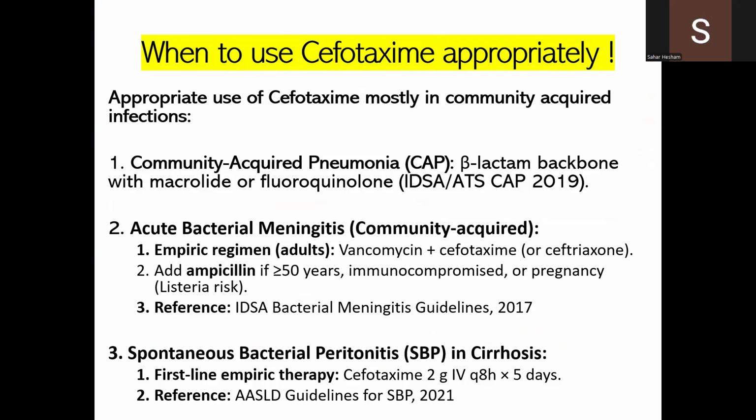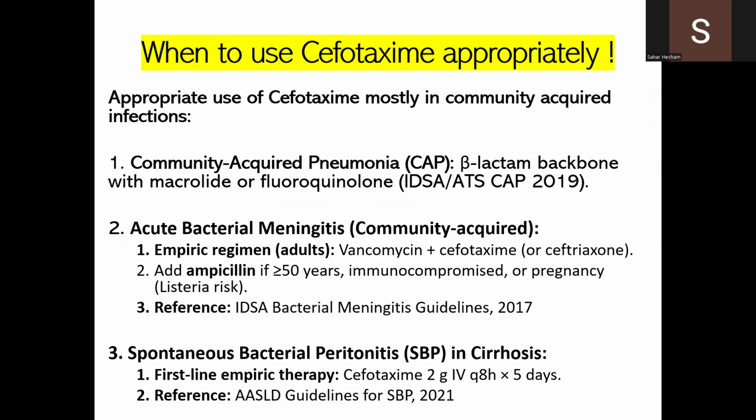First of all, cefotaxime is primarily used for community-acquired infection. For example, for community-acquired pneumonia, it can be used as a beta-lactam backbone combined with macrolides or fluoroquinolones, as recommended by the IDSA CAP guidelines 2019. In bacterial meningitis, it has been used for community-acquired infection in combination with vancomycin, and take care that vancomycin here is not used as anti-MRSA. It's used here for covering the strep infection.